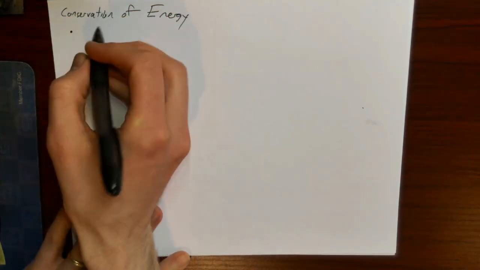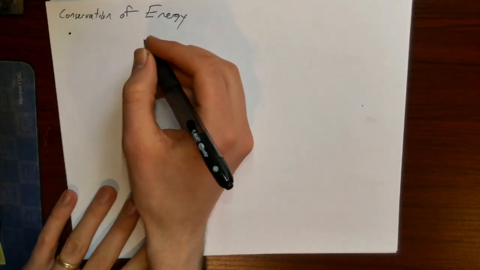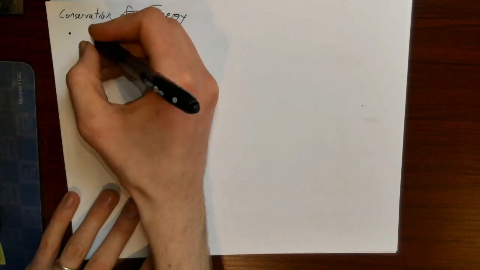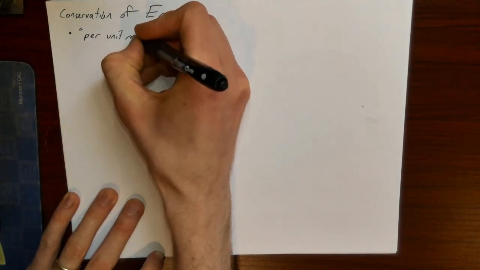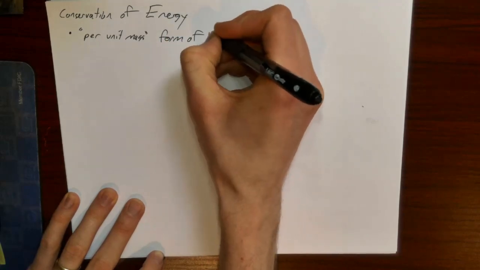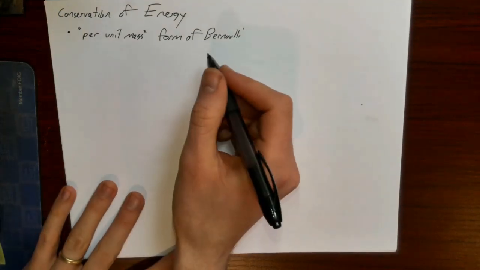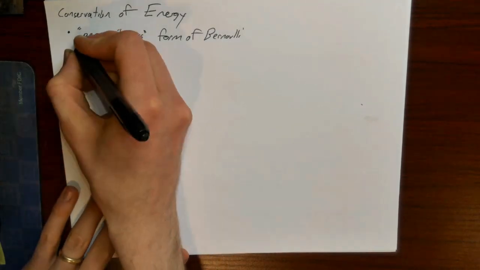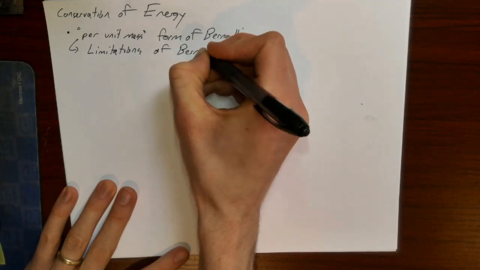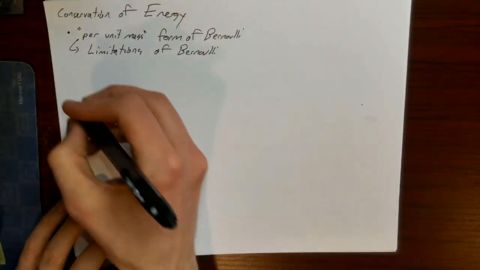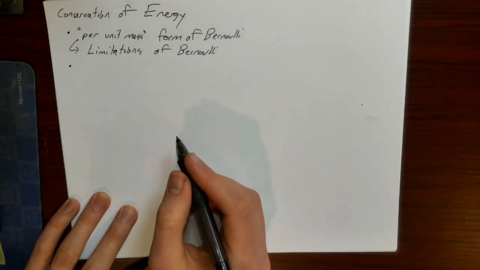So what are we going to do? We're going to talk about conservation of energy. We're going to build towards a more elaborate version of conservation of energy than the Bernoulli equation. But we're going to start with the context of the Bernoulli equation. So we're basically going to modify the Bernoulli equation, reformulated a little bit into a per unit mass form. So we're going to talk about the per unit mass form of the Bernoulli equation, and then we're also going to talk about the limitations. Limitations of the Bernoulli equation in its current form, and the need for a more elaborate and widely useful conservation of energy formulation for fluid mechanics.